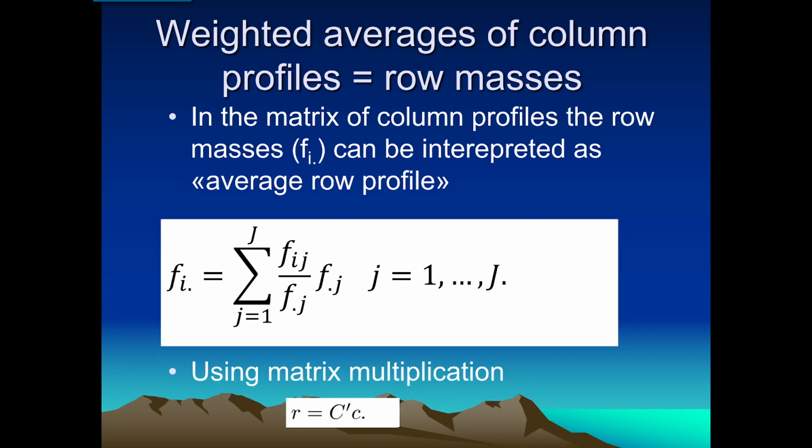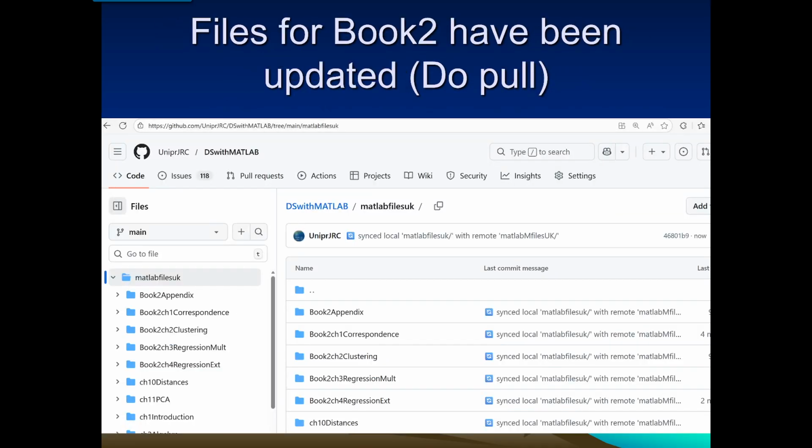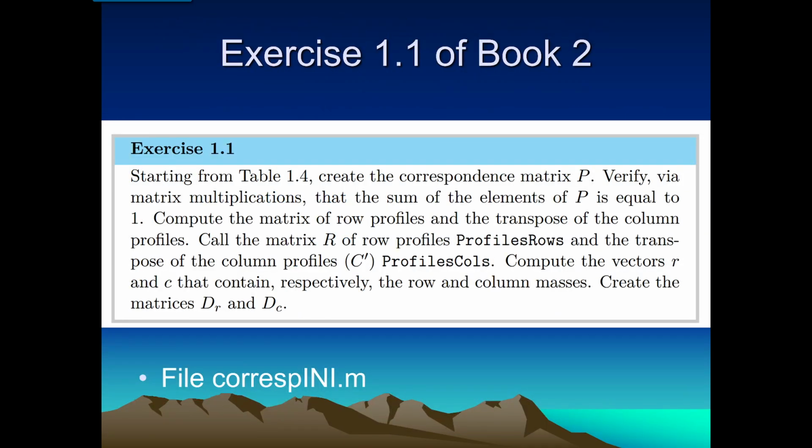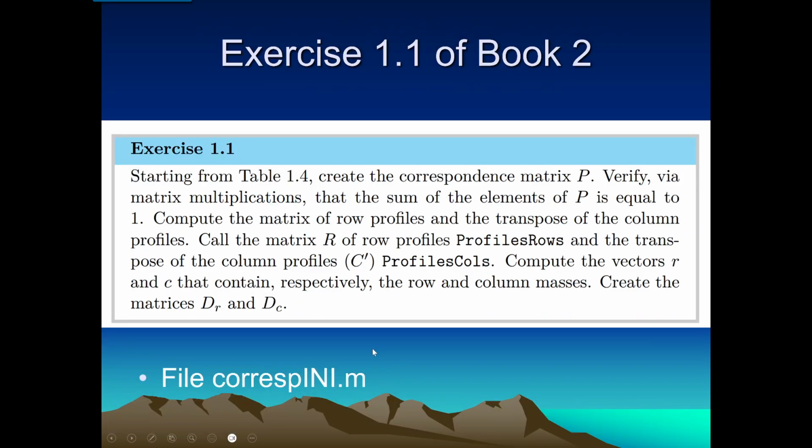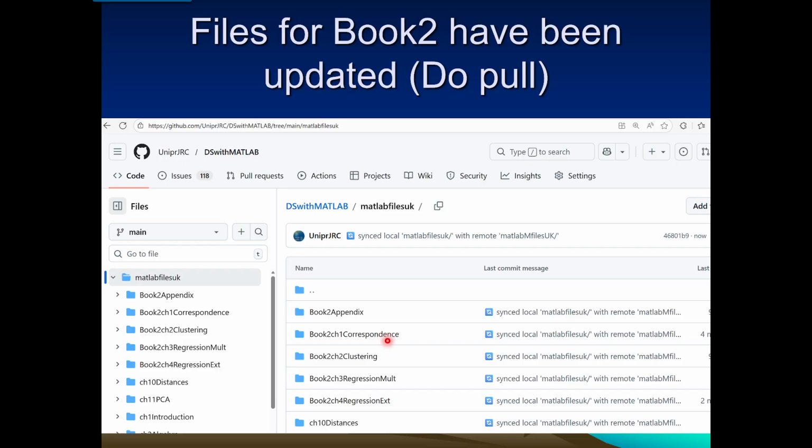Now, all these concepts are implemented in the file called correspondence. Where do you find the file? If you go to the repo and do the pull, then you have all the files for book 2, which is coming out. So here you have book 2, chapter 1, correspondence. These are all the files. So you'll find the file correspondence inside book 2, chapter 1, correspondence, okay?